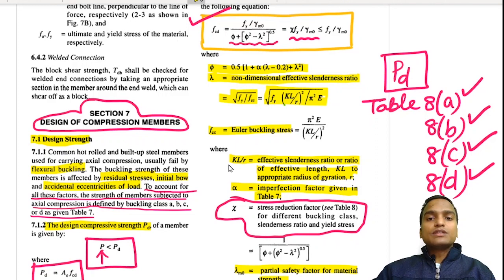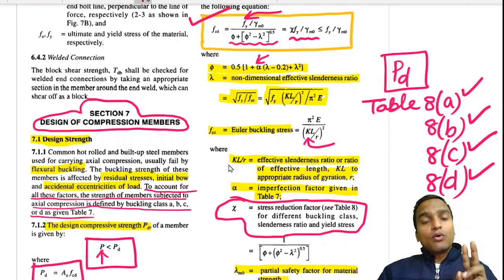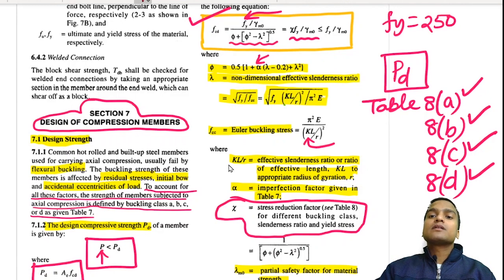So here you see there are three variables. One is the alpha value. Different buckling classes have different imperfection factors, and then you have the slenderness ratio KL by R. So here you have to calculate KL and R separately, and then you have the yield stress of the material Fy. If you know all these three values, Fy will be provided, and most of the time Fy is equal to 250 megapascal, mostly 250 megapascal only.